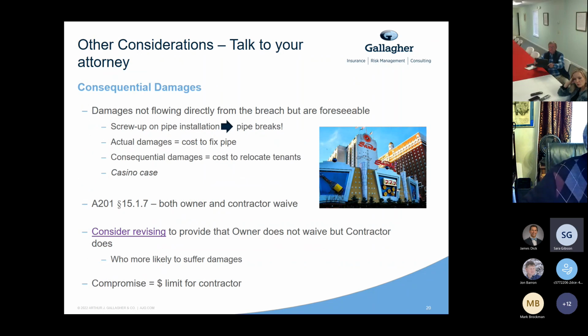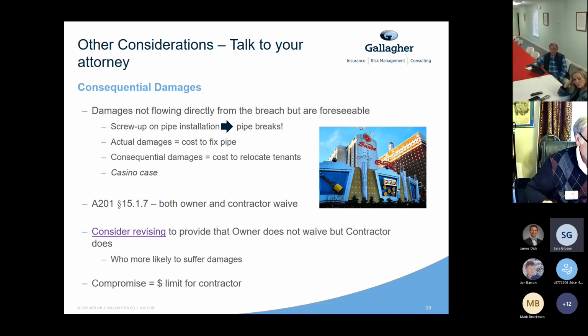The next one I'm going to talk about is consequential damages. As a quick recap, let's say this is an occupied building. Let's say this is a shelter, for example. Half of it is still being used as a shelter, half's under renovation. The GC screws up the pipe installation, and then the pipe breaks.